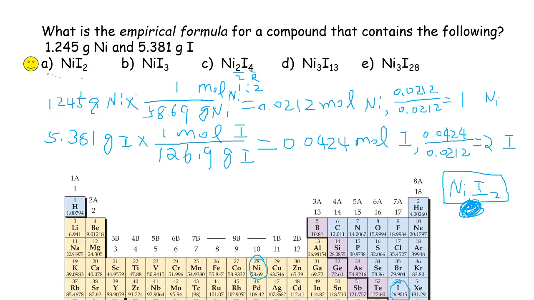Yes, we do. We do have A among the 5 different choices here. That should be the correct answer. The empirical formula should be NiI2.